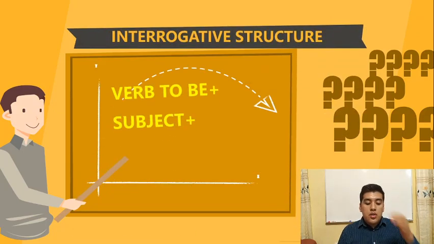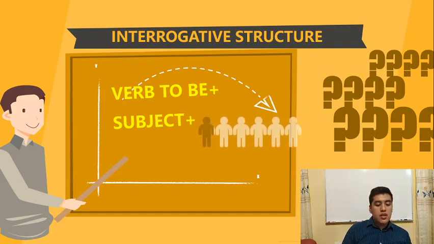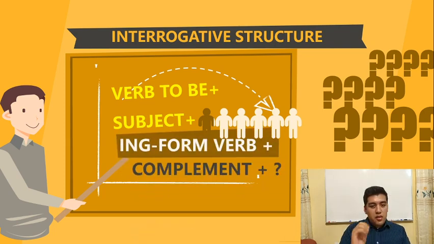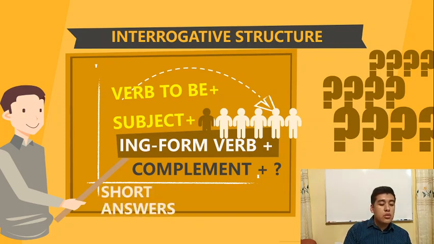Interrogative structure: verb to be plus subject. In this case, you just need to switch the verb to be and the subject, plus the ing form, plus the complement, and at the end, very important, the question mark. The short answer is very simple.